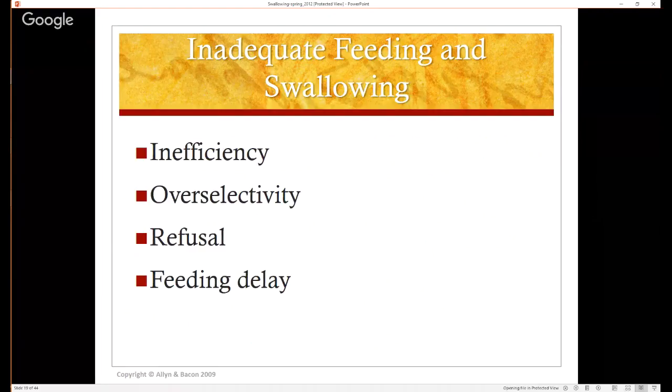Looking at over-selectivity, some children eat too little because of moderate to extreme over-selectivity. They're picky about the taste, type, texture, or food volume that they're going to eat. They may reject all members of a particular food group because of the taste or type, such as all vegetables or all green foods, for example.